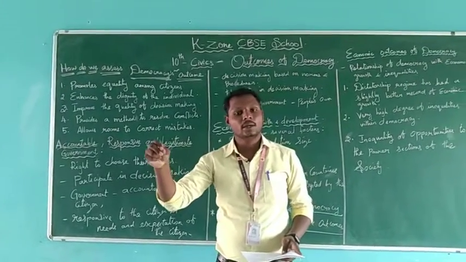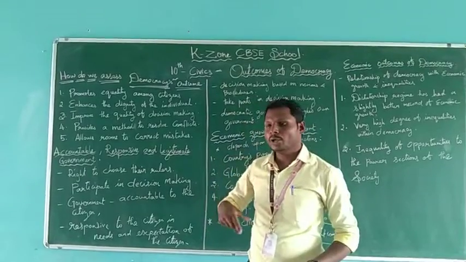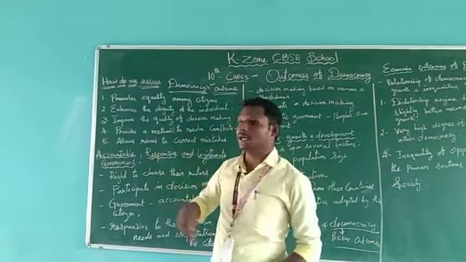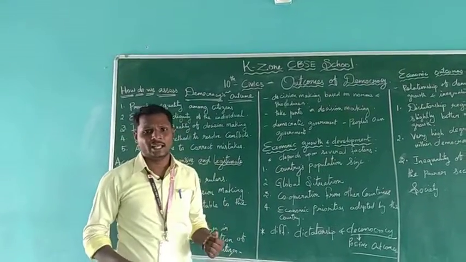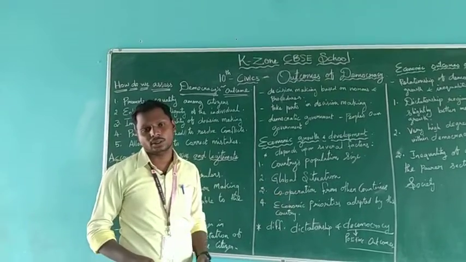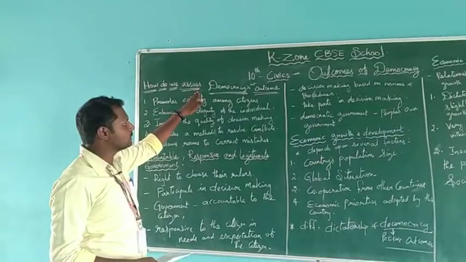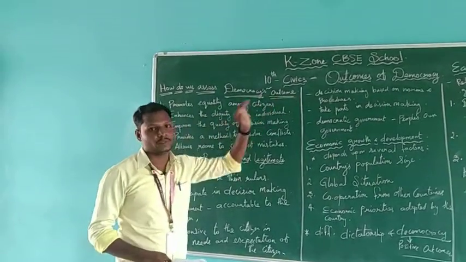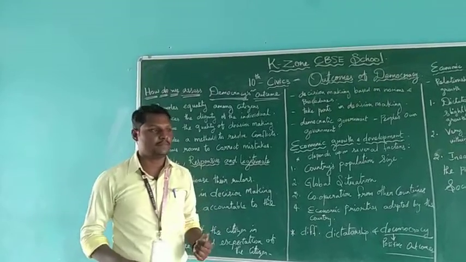Without comparing one thing to another, we don't know the correct results. So we are going to compare this democracy with other forms of government like dictatorship and monarchy. Likewise, we should compare democracy with the other forms of government. So, how do we assess democracy's outcome? How can we know the outcome of democracy?